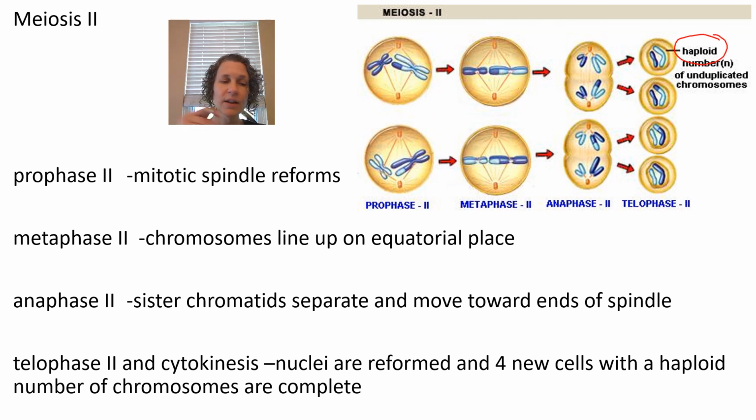Each cell has half the number of chromosomes that an organism needs, because it needs to combine with either an egg or a sperm to produce the offspring.